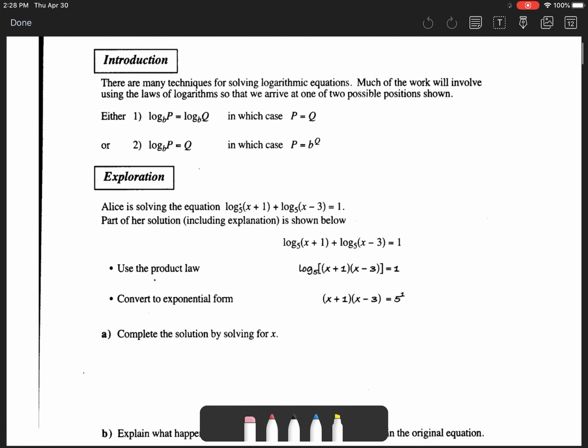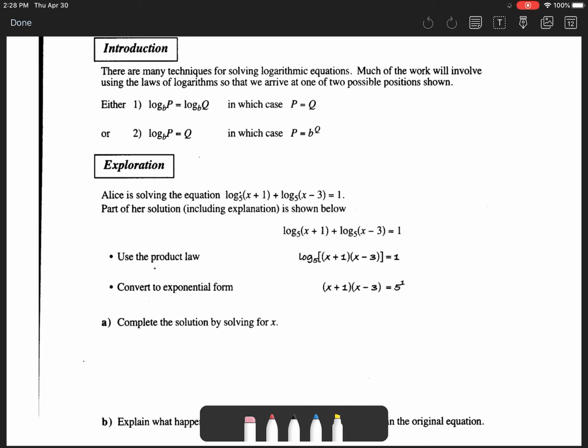So in the introduction here, it says there are many techniques for solving log equations. Much of the work will involve using laws of logarithms, so that's your product law, your quotient law, and the power law, so that we arrive at one of the two possible positions shown. In example 1, that's referring to where I have log expressions on either side of the equation and they have the same base. As soon as they have the same base, I just basically equate the arguments. That's all I've done there.